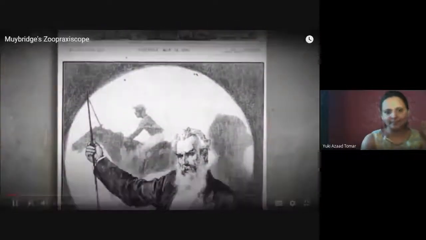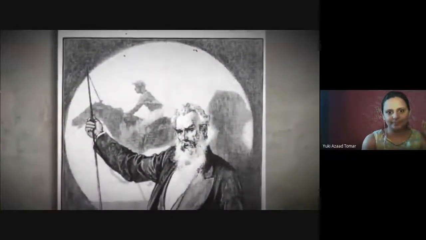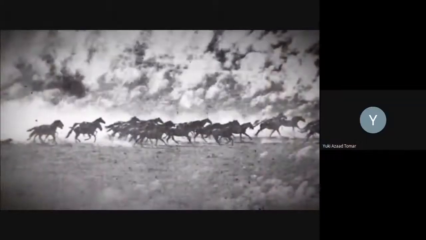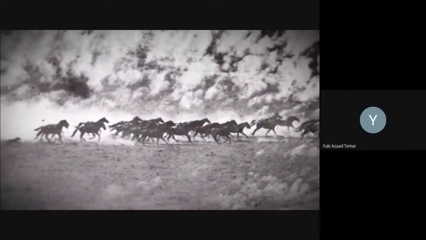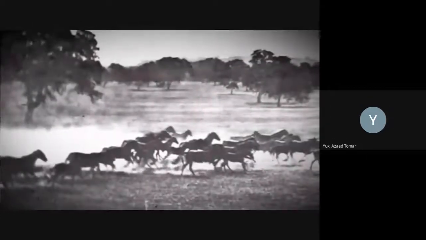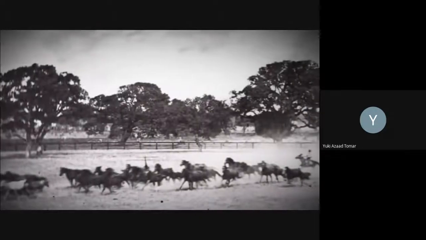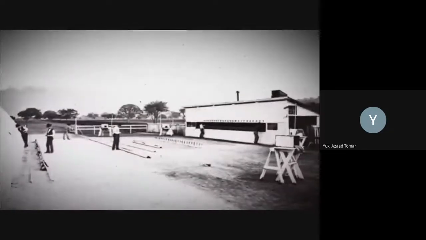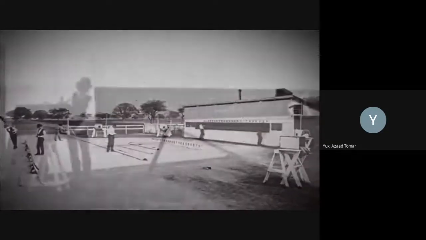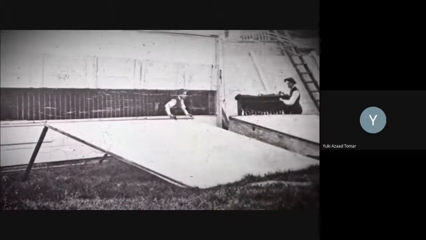Eadweard Muybridge was a landscape, urban and travel photographer. He was commissioned by Leland Stanford, an entrepreneur and horse breeder, to devise ways of using the camera to analyze the movement of horses scientifically. In 1878, Muybridge published his first series of sequence photographs taken at Stanford's Palo Alto farm in California.